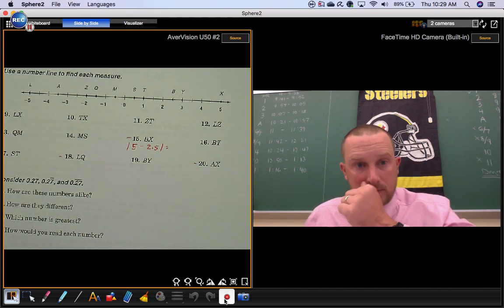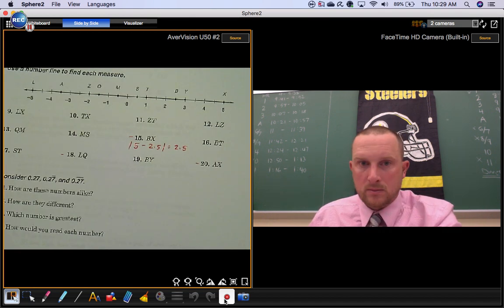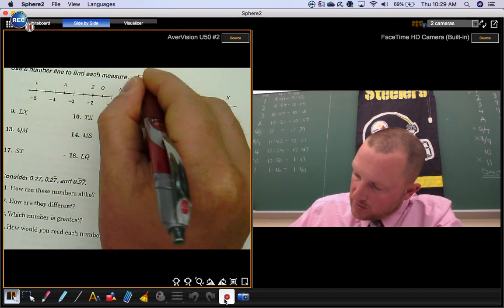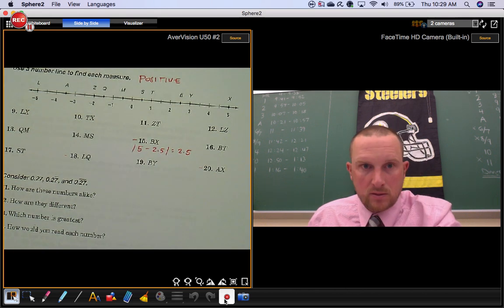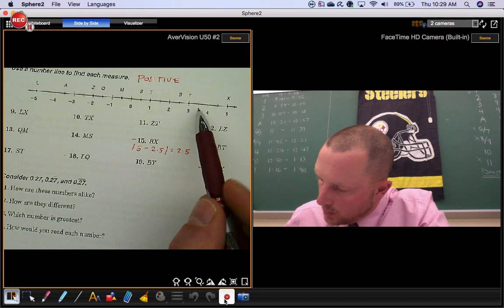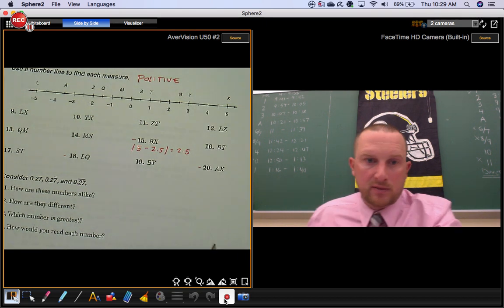We need to subtract those. Remember, distances and measures are always positive. That's why the absolute value is there. If you wanted to count, you could. 1, 2, and then a half.